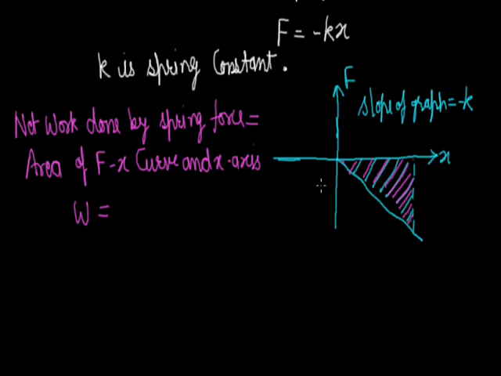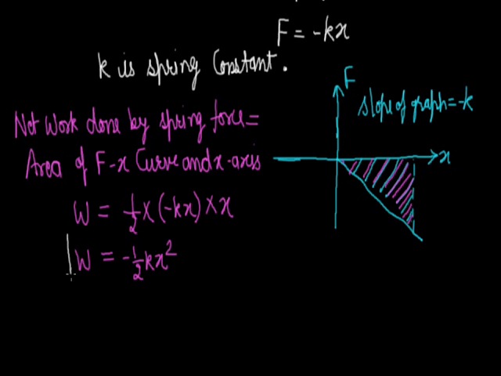this is a triangle, and the area of a triangle is given by half into height, and height is equal to force, which is minus kx, into displacement, which is x. So by solving this, we get W equals minus half kx square.